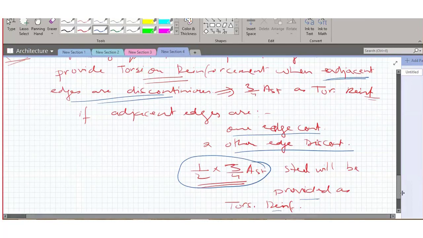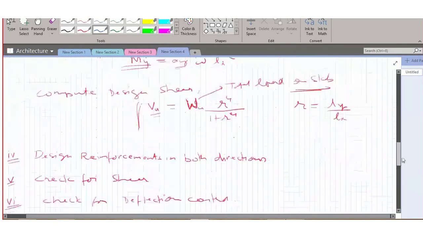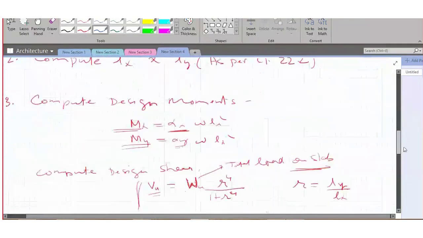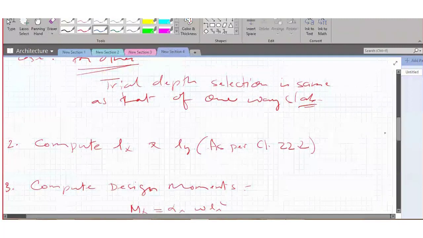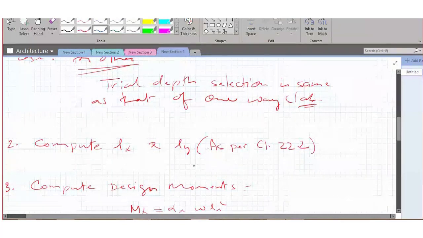If you follow these 8 steps, you will be able to design the two-way slab. Since we have very little time, only 9 minutes remaining, we'll take up the design problem in the next class. Till now, whatever we have discussed, if you have any problem or doubt, you can ask now.